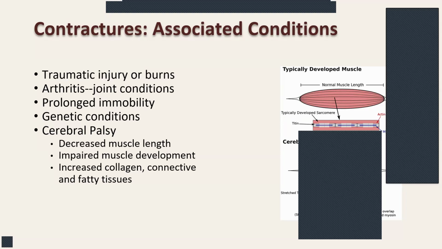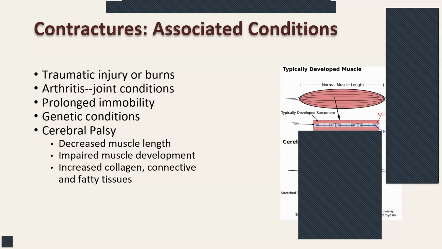Prolonged immobility can result in contractures as muscles stiffen due to lack of blood flow and impaired nerve signaling. And then genetic conditions such as muscular dystrophy and Dupuytren's contracture, which is a contracture of the hand, can also cause these contractures. And as many of you are probably familiar with, contractures are very common in our clients with a diagnosis of cerebral palsy.